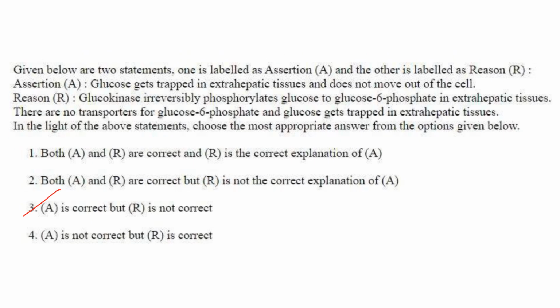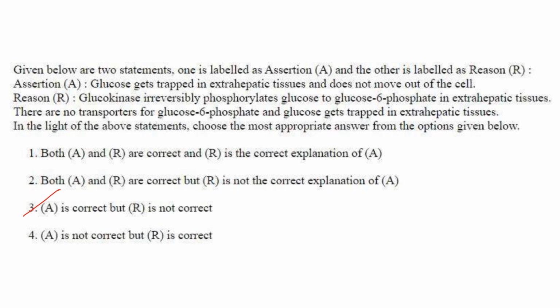Then next. Again assertion, reason. Glucose gets trapped in extrahepatic tissues. Extrahepatic tissues are your muscle and adipose tissue and does not move out of the cell. Then glucokinase irreversibly phosphorylates glucose to glucose 6-phosphate in extrahepatic tissues. There are no transporters for glucose 6-phosphate and glucose gets trapped in extrahepatic tissues. Now A is correct. Glucose gets trapped in extrahepatic tissue and does not move out of the cell. That is correct, but R is not correct. Why? Because it is hexokinase and not glucokinase responsible for irreversibly phosphorylating glucose to glucose 6-phosphate in extrahepatic tissues, leading to glucose being trapped in extrahepatic tissues.